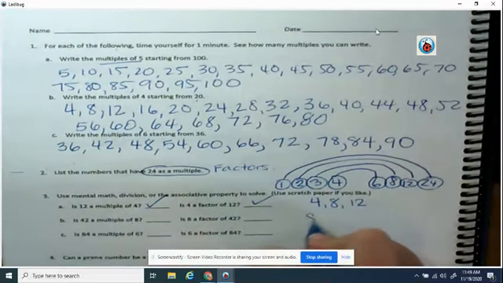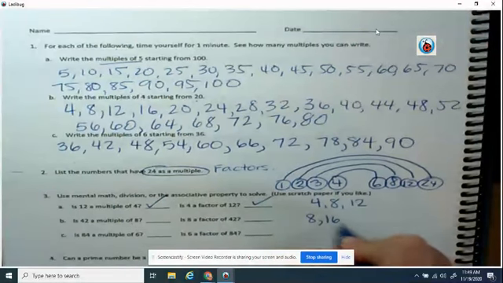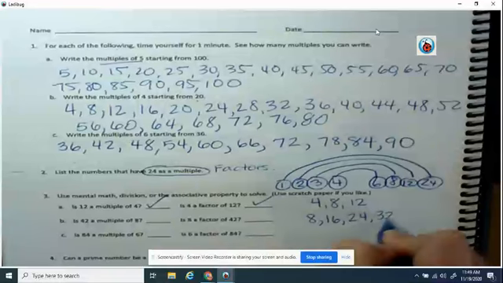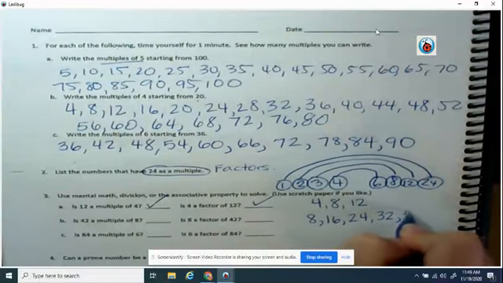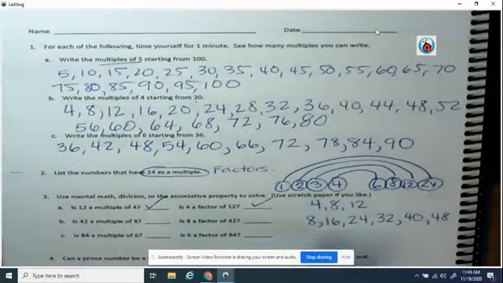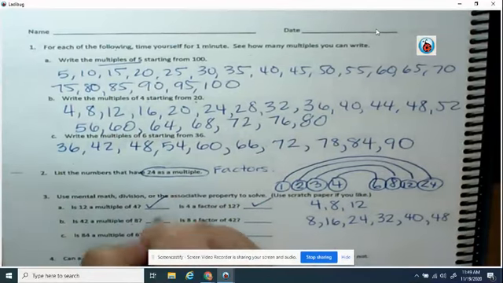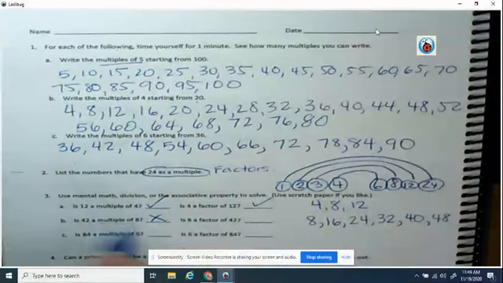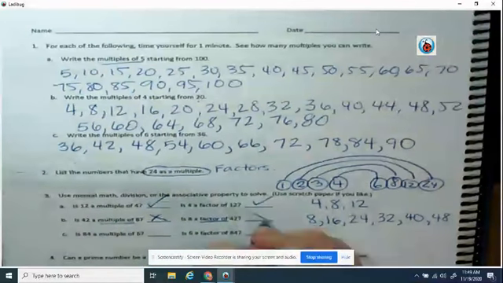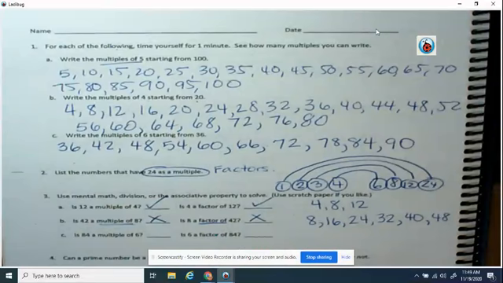Okay, so 8, 16, 24, 32, 40, 48. No, I don't say 42 when I count by 8. It is not a multiple. So it is also not a factor. If it's not a multiple, it's not going to be a factor. They are very closely related.